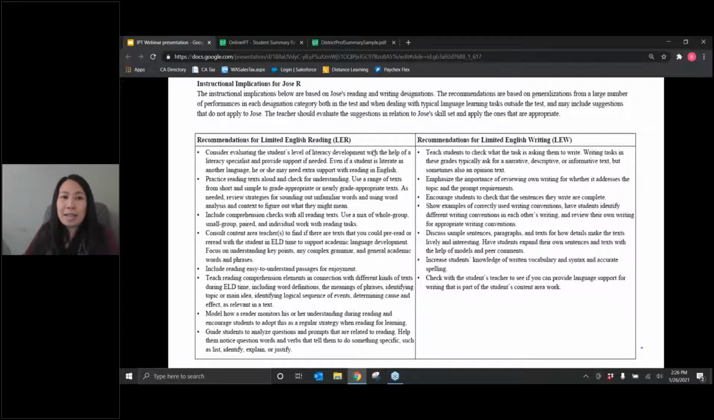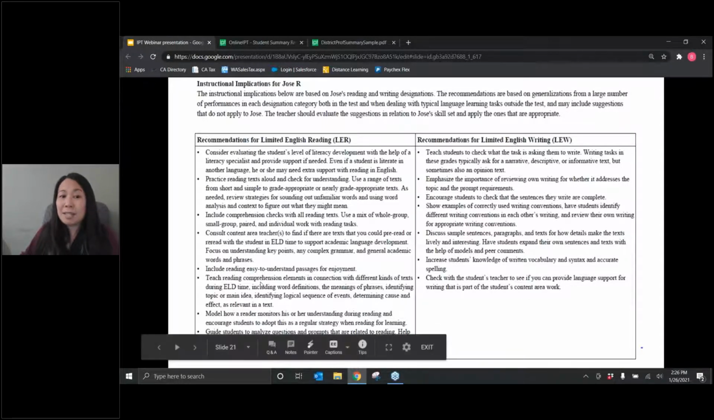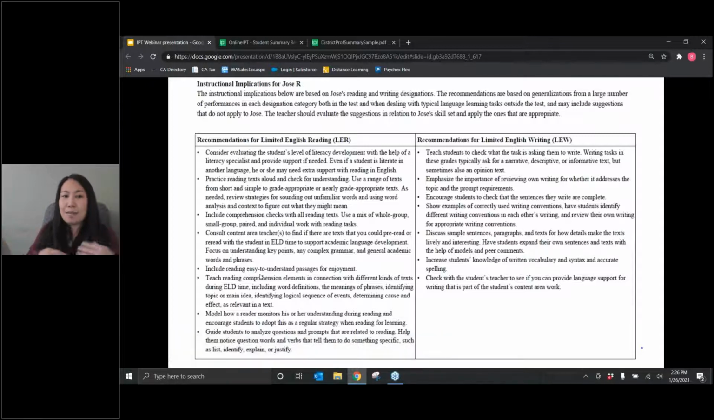So you're going to see things like practice reading text aloud and checking for understanding, or doing comprehension checks with all the reading texts, which a lot of teachers already do with comprehension questions. But maybe you want to work on comprehension elements to connect things such as meanings and phrases, main idea, details, cause and effect, things like that. So those are some great recommendations here that you can use as a checklist.